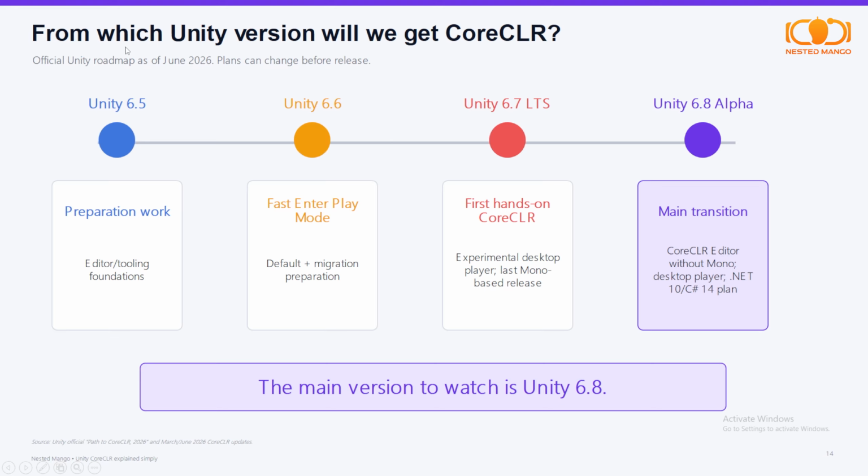The important thing when we are getting CoreCLR: Unity has announced that they will launch preparation work like editor tooling foundation in Unity 6.5, and faster Enter Play Mode in Unity 6.6. The first-hand CoreCLR, with much more stuff, you will get in 6.7 LTS. And in Unity 6.8 alpha we will get CoreCLR without Mono, so Mono will be totally replaced. We will get C# 14 as they have planned.